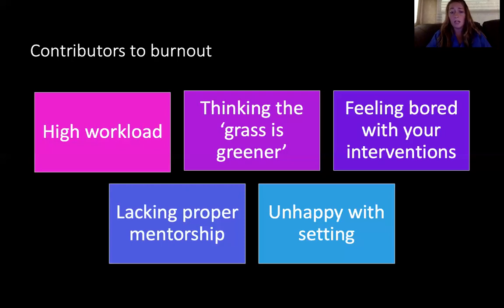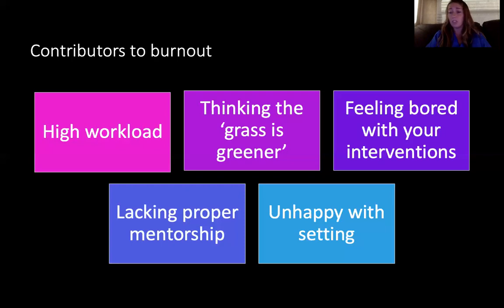Productivity demands of the day tied with all the emotional and mental distress can just lead to feelings of total exhaustion and detachment. Number 2, thinking the grass is greener.